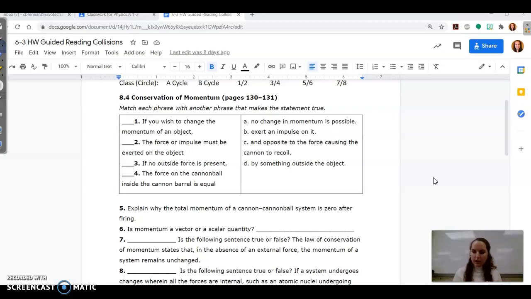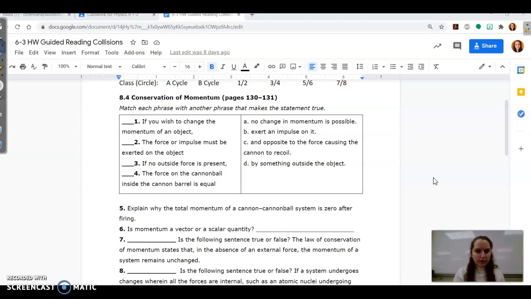Number 3, if no outside force is present, then A, there is no change in momentum. And that's how we get the idea of the conservation of momentum. Because when all of the forces, like I said, are internal to your system, then there can be no change in momentum possible. So what you start with, you're going to end with.